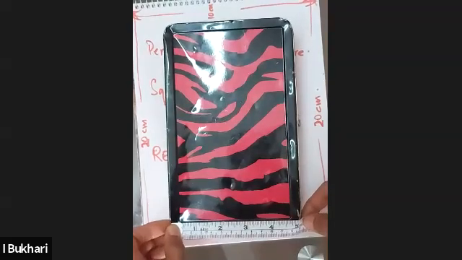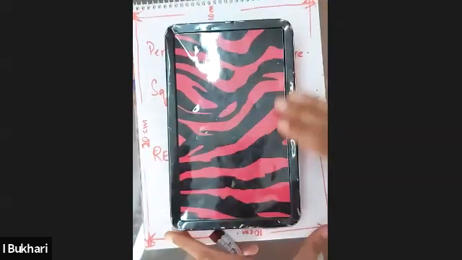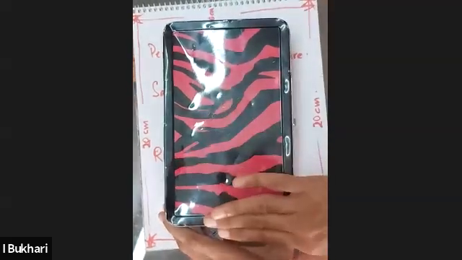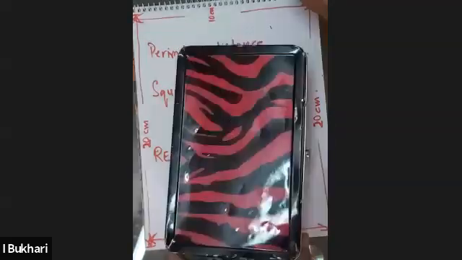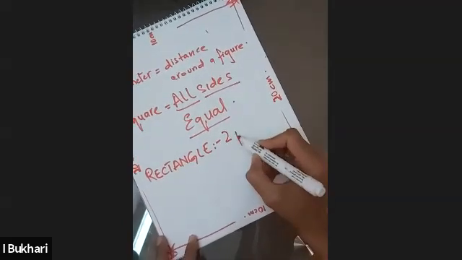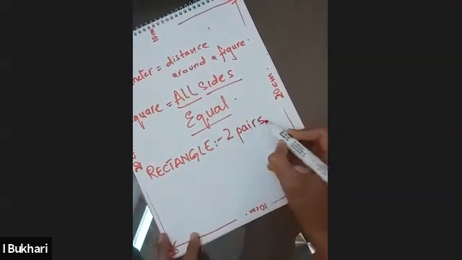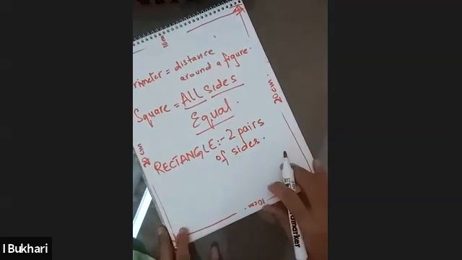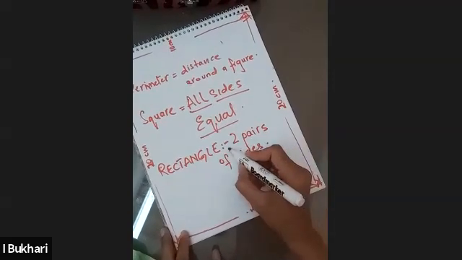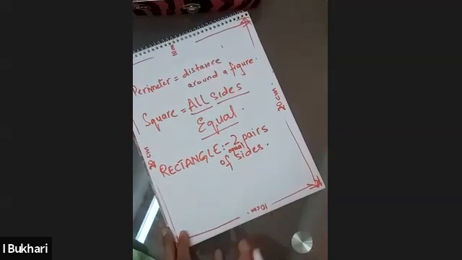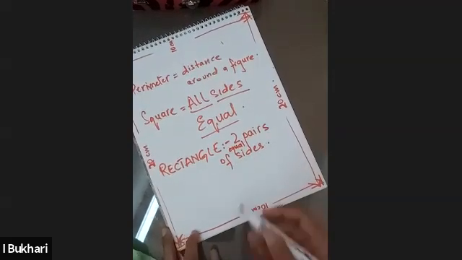Yes. Okay. Now, which one should be the length? Should this pair be length or should this pair be length? The word length. So it has two pairs of sides. Right now, let's write it down. Two pairs of equal sides.